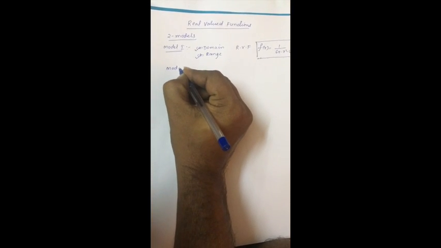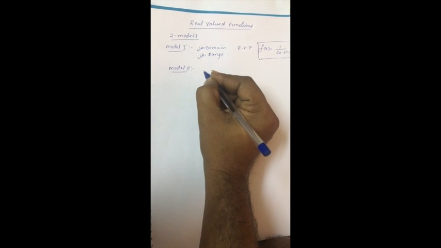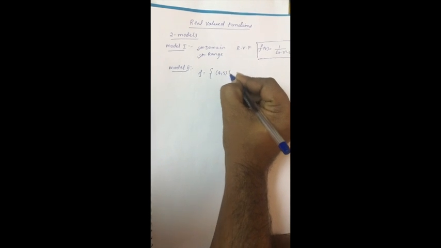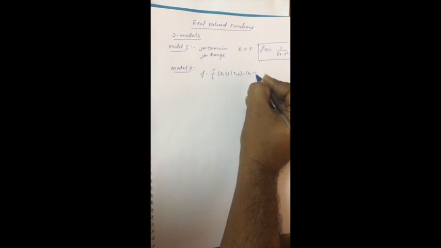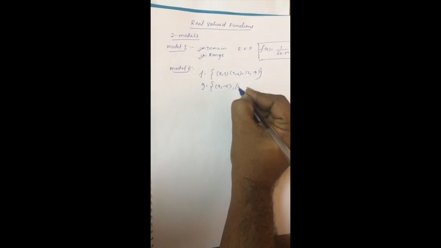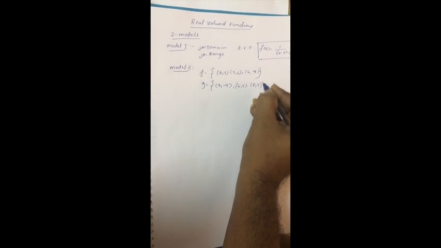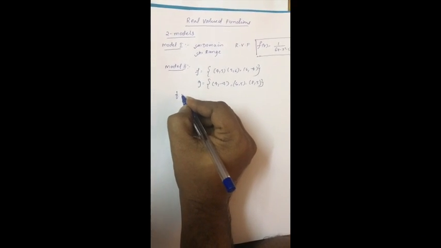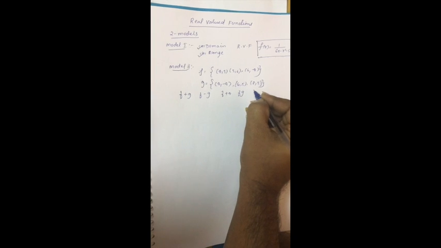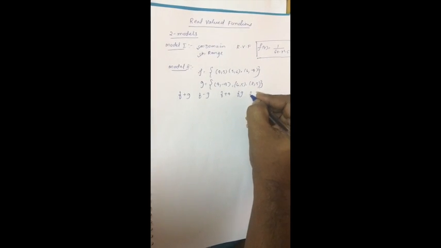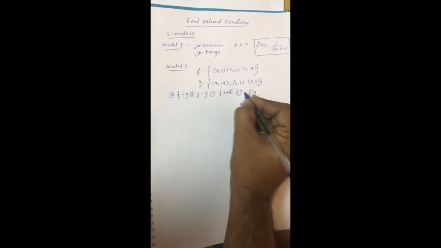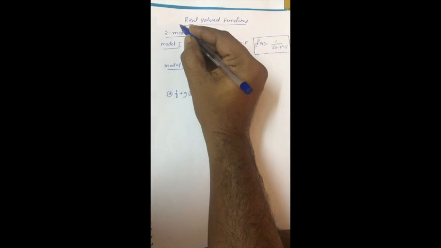This is model 2, the second model. The questions that may be asked is, they'll give you both the functions f and g like this. Now from this they will ask a bunch of different types of questions. They might ask to find the value of f plus g, or f minus g, or f plus 4, or f into g, or f by g. These are the different types of questions that may be asked. These are two models of questions in real valued functions.